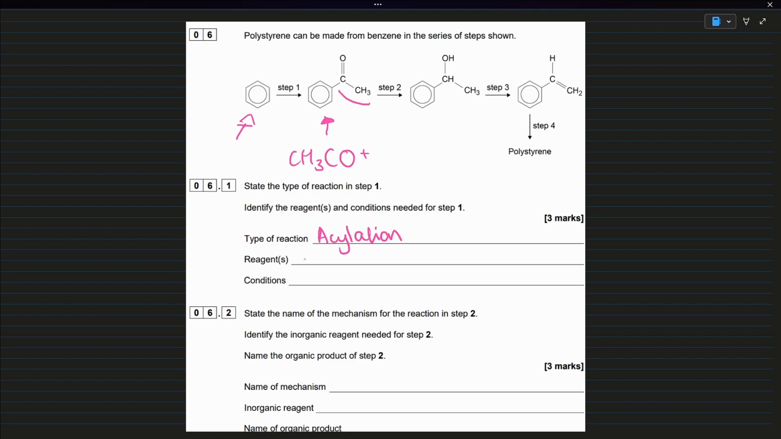So our reagents for this would either be CH3COCl, our acyl chloride, which would then react with the catalyst and become our cation, or we could actually do it with ethanoic anhydride. And our condition for this specific reagent would be our Friedel-Crafts catalyst. Now, if we had the ethanoic anhydride reagent, we wouldn't need this catalyst, so we'd just say that it would be dry, or anhydrous, for example.